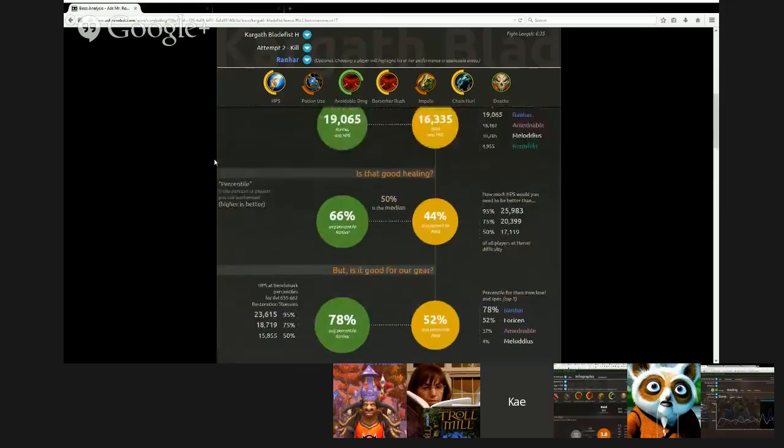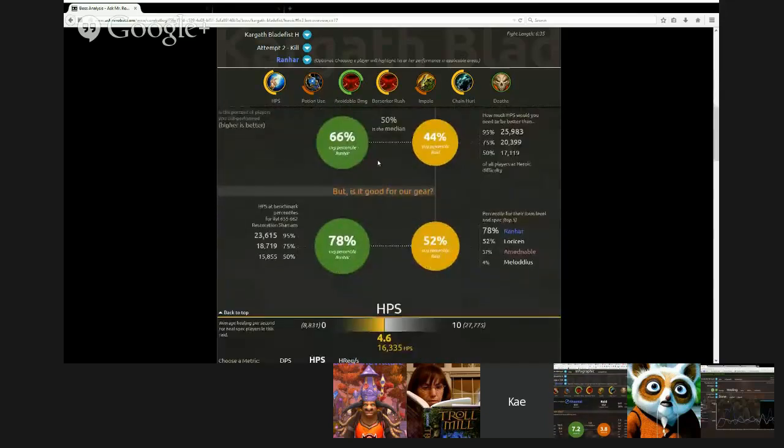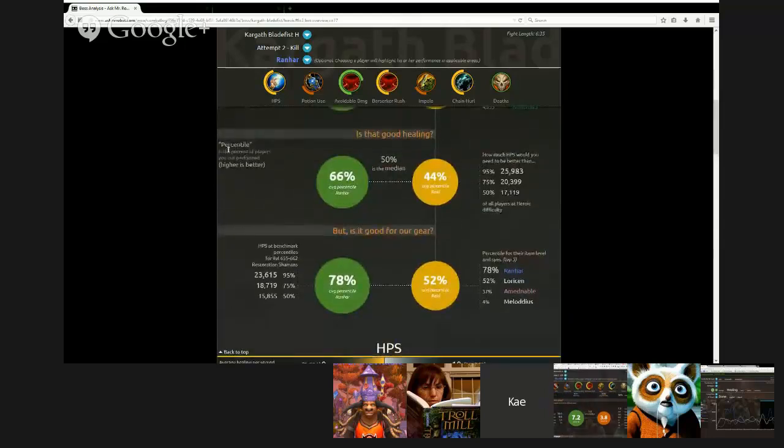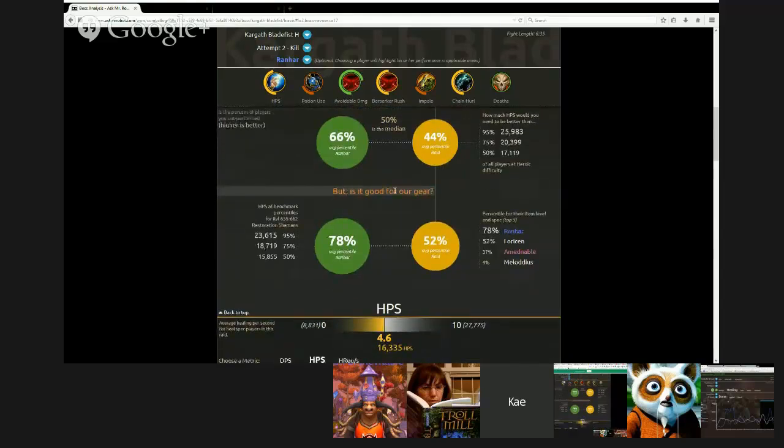If you look at Ranhar here, you can see how much healing he did, and he did better than the raid. Is it good healing? What it means, if you read over here, is the percent of players you outperform. Again, the reference is to the total data set that Ask Mr. Robot has. Then, is it good for our gear? That answers Cam's question, which is: based on your gear, where should your healing be at? Again, based on the aggregate data that Ask Mr. Robot has pulled.